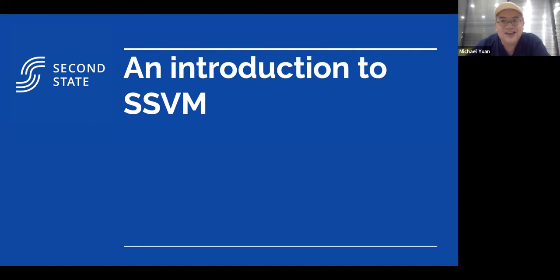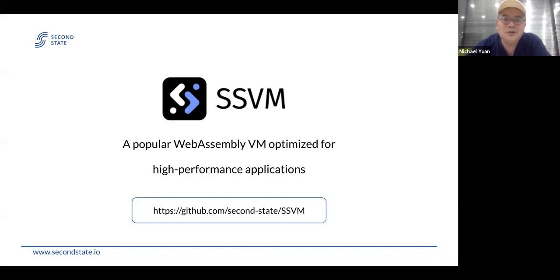So that's the introduction, where I come from, and where this SSVM virtual machine comes from. We call it the popular WebAssembly virtual machine optimized for high performance applications. And it has a GitHub repository. It's an open source project from day one.